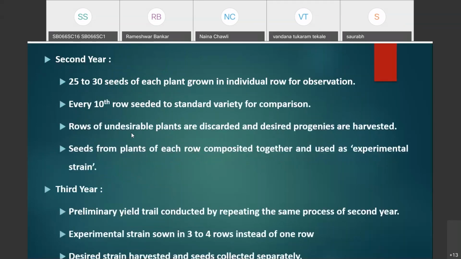Then in the second year, 25 to 30 seeds of each plant are grown in an individual row for observation.